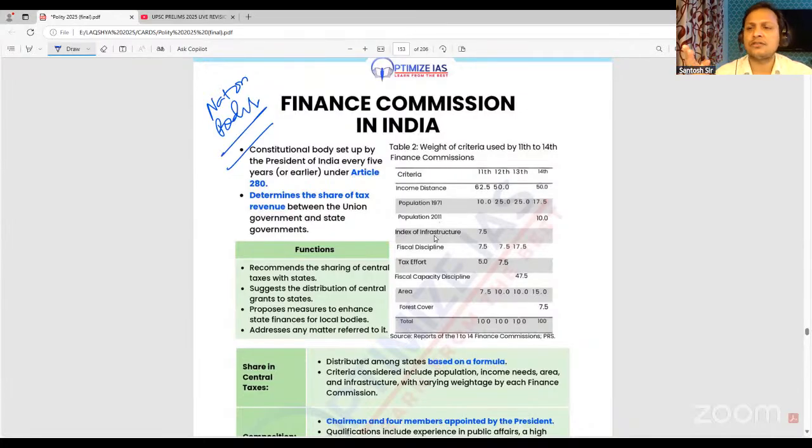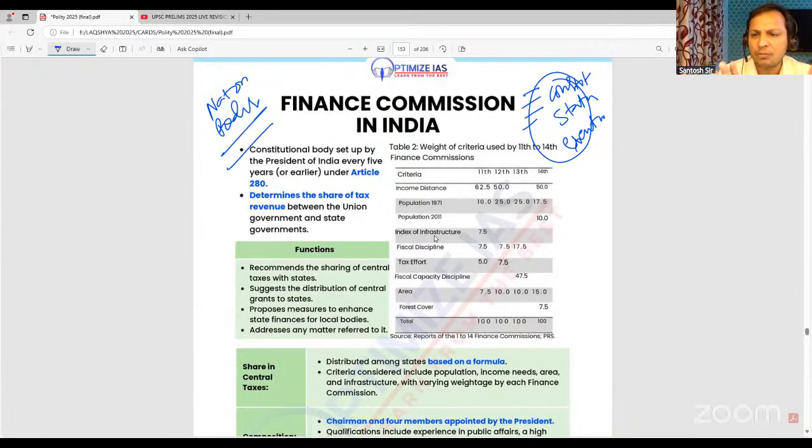If you have analyzed this section from the PYQs, you will see that they first give you the names of the bodies and ask which are constitutional bodies, how many are statutory bodies, and how many are executive bodies. This type of question is very popular in UPSC.